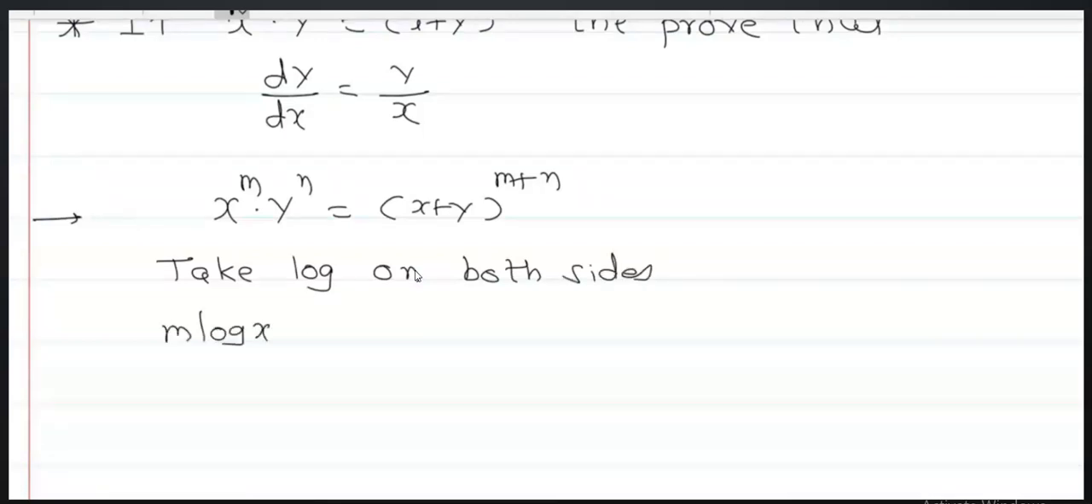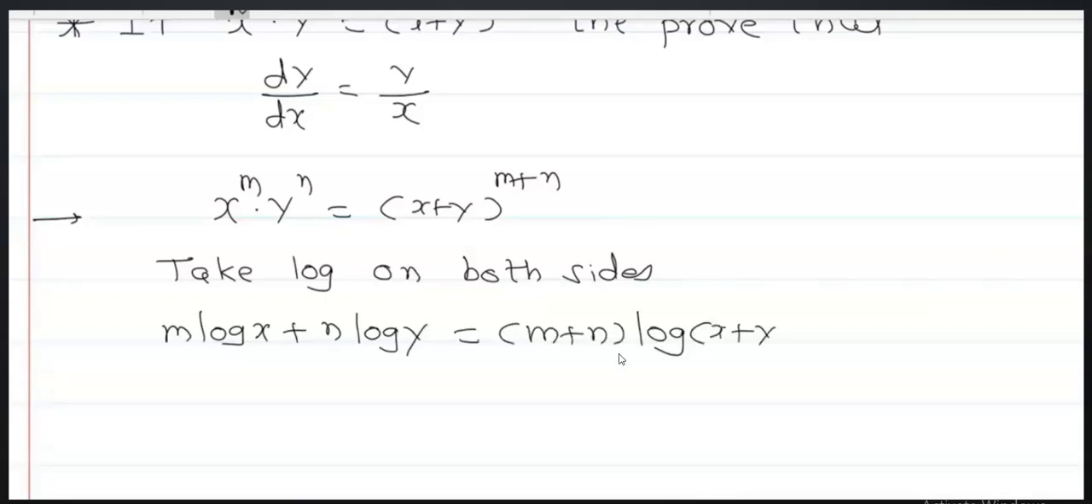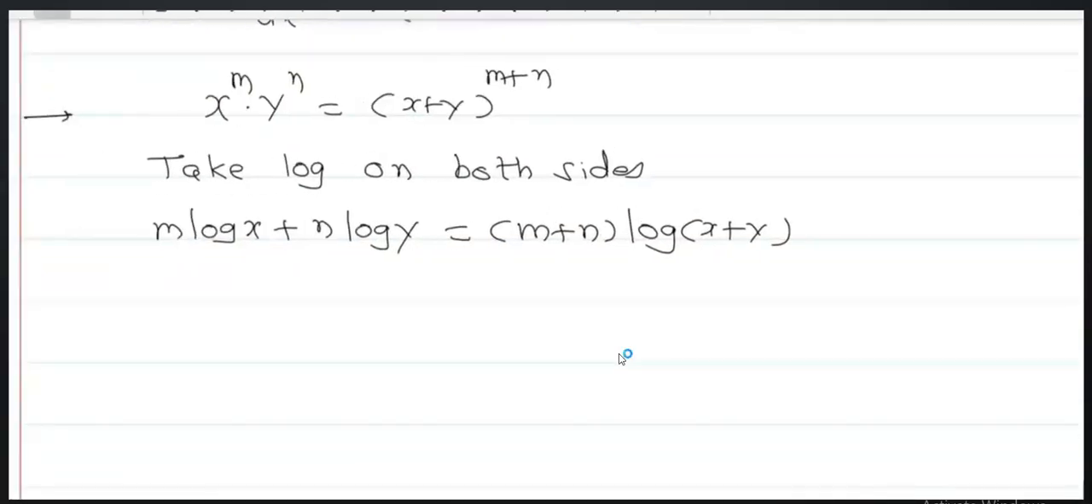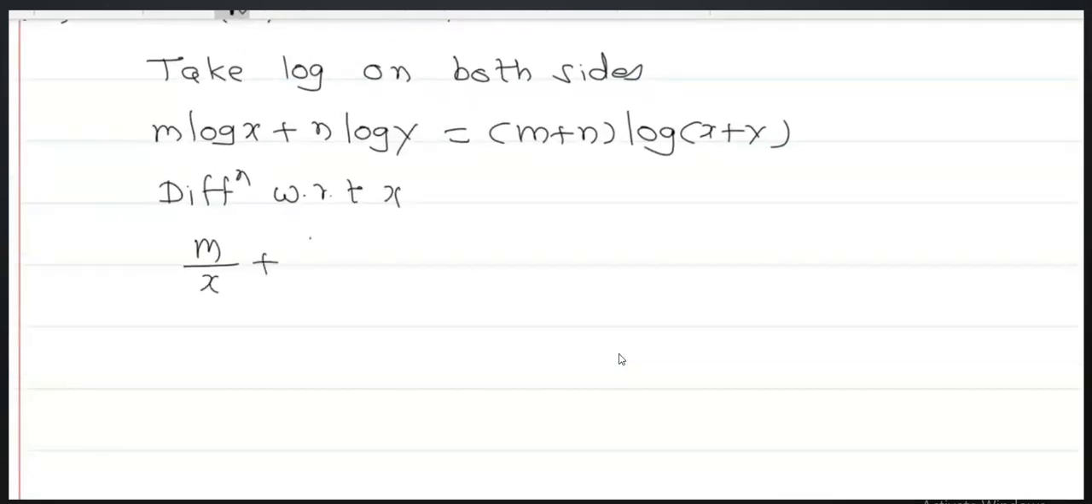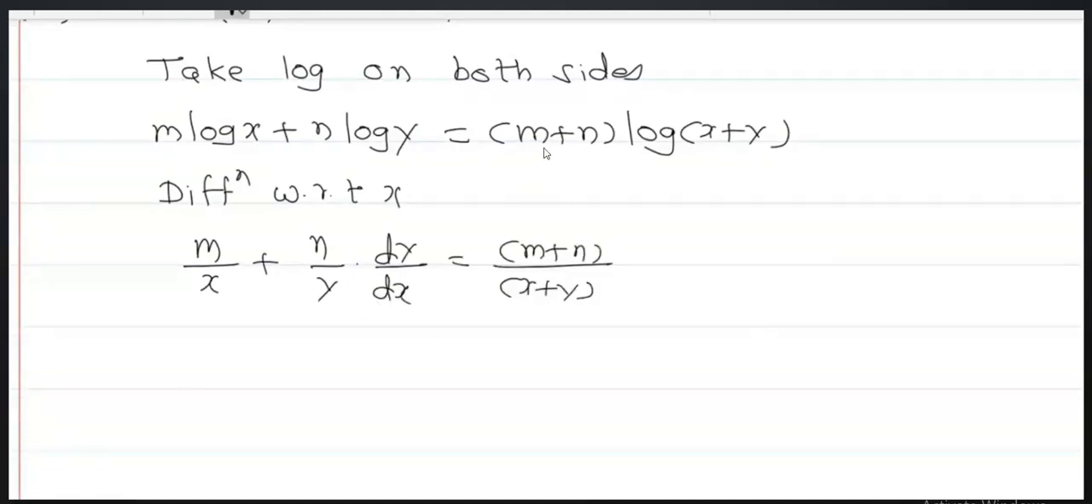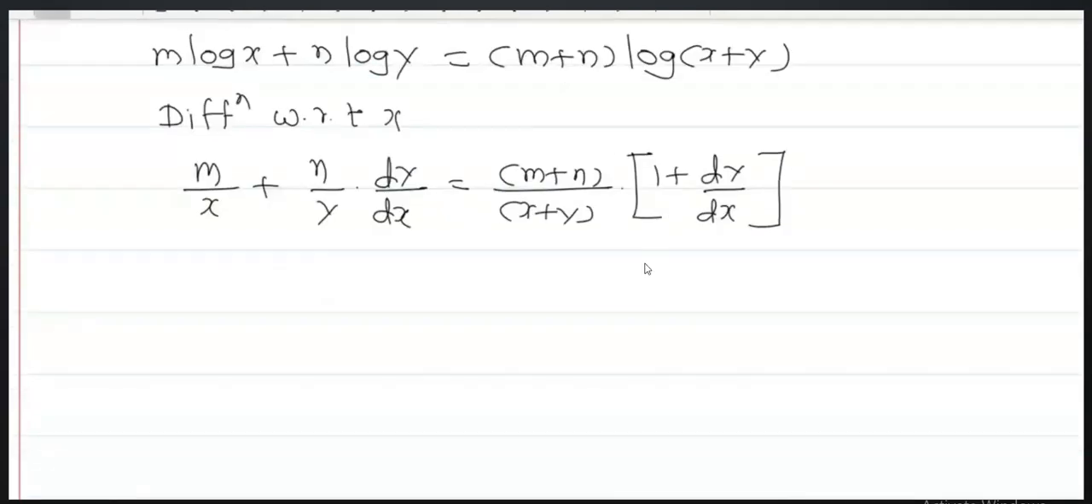m into log of x plus n into log of y is equal to (m plus n) log of (x plus y). Now differentiate this with respect to x. The derivative of log of x is 1 upon x, so m upon x plus n upon y into the derivative of y, dy by dx, is equal to (m plus n) into 1 upon (x plus y) into d by dx of (x plus y). The derivative of x is 1, and of y is dy by dx.